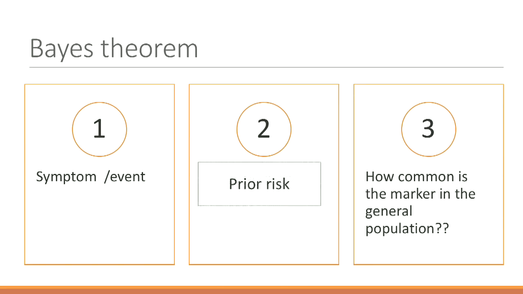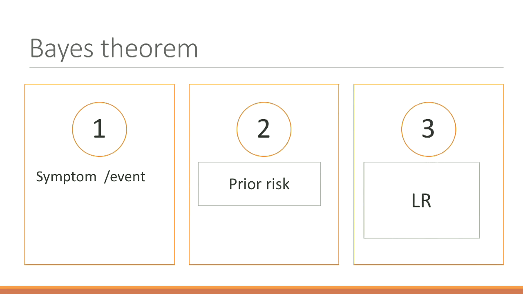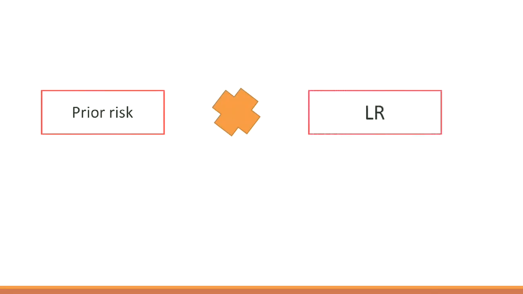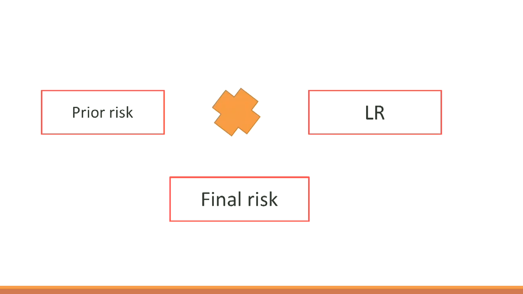And the same thing happens with markers. If you have a marker, the first thing you have to ask yourself is, what is the background risk of the mother for having Down syndrome? And the third thing you would ask is, what are the chances that that marker is more common in mothers having babies with Down syndrome as compared to normal fetuses? Then you will know whether this marker is strong enough to warrant invasive testing. So you take the background risk, multiply it by the likelihood ratio, you get your final risk, and that will tell you whether you need to go in for invasive testing.